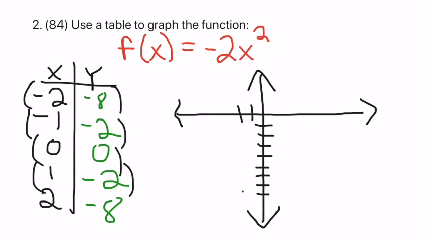So right there. My next point is -1, -2. So back 1, down 2. About right there. And then 0, 0. So right there at the origin. And then I have 1, -2. So to the right 1, down 2. And then last over 2, down to our -8. And then we're going to connect these, and you'll notice it makes our downward facing parabola.